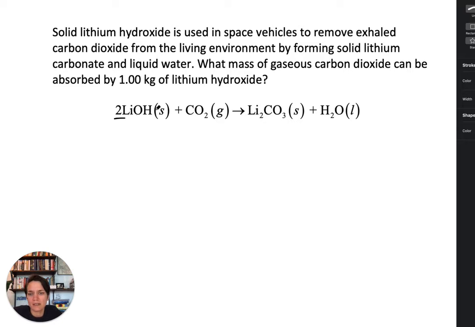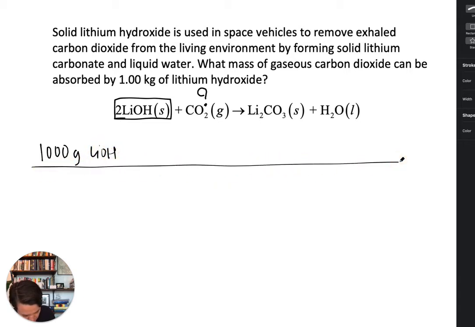Okay, so we have 1 kilogram of lithium hydroxide. And the question is, how much carbon dioxide can be absorbed? Right, so this would be compound A, that's compound B. Let's do it. Okay, so we know that we have 1 kilogram, and our molar mass is going to be in grams per mole. So I'm just going to change that to 1,000 grams. And let's see, what is the molar mass of lithium hydroxide? 6.941. I think I had that on the last slide. Yeah, it's 23.9.